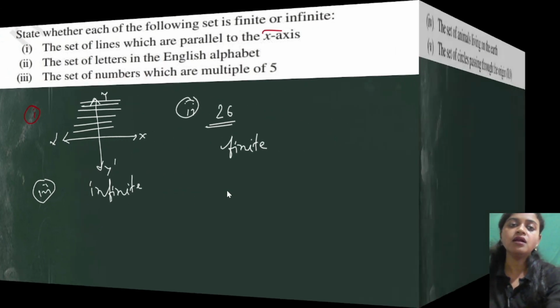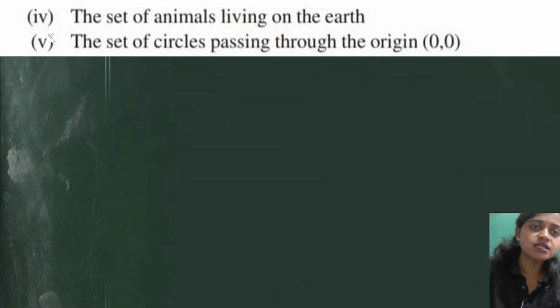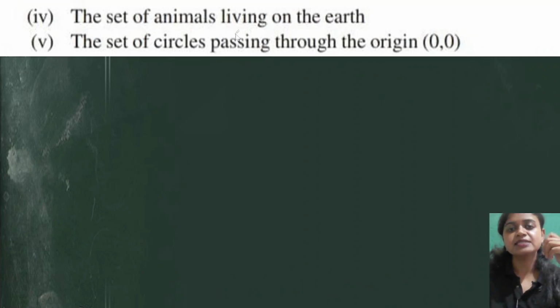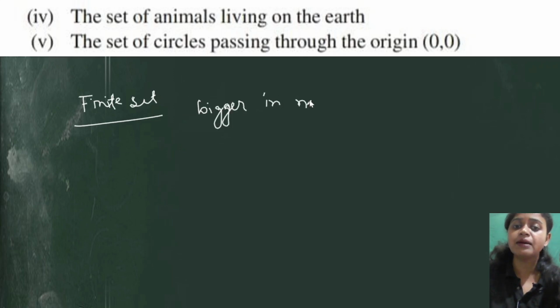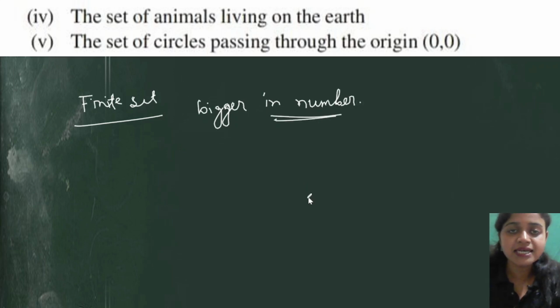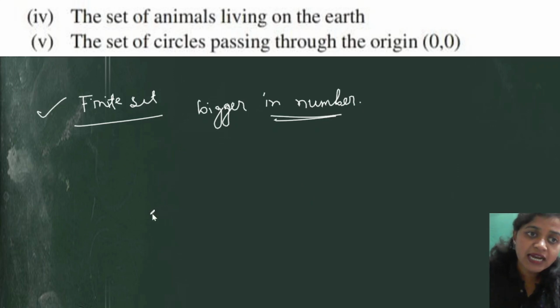Clear? Next, question number 4: the set of animals living on the earth. This can be a finite set. Why, ma'am? It can be bigger in number, but it can be countable because we know biology. There are different kinds of species. So question number 4 can be a finite set.